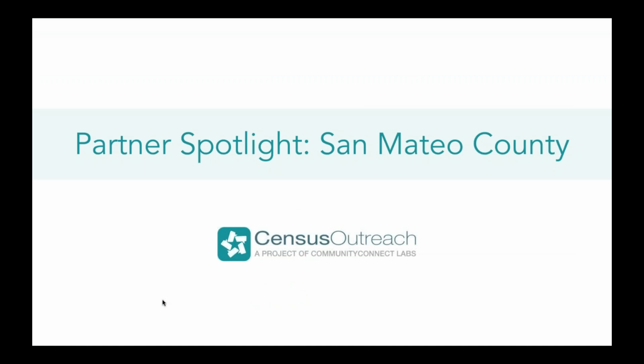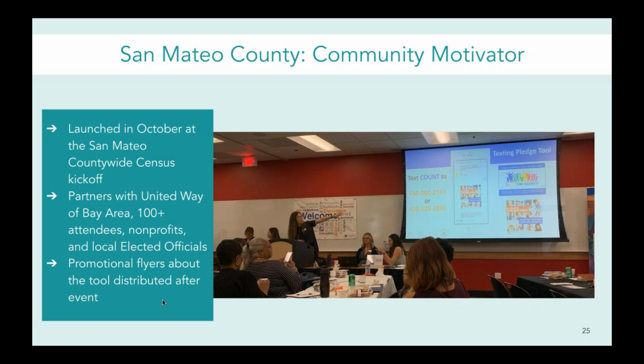So I'm going to jump to a spotlight on one of the counties that we work with, which is San Mateo County. They just recently launched the Community Motivator tool at the countywide census kickoff. There were more than 100 attendees, including nonprofits and local elected officials. As you can see, they provided the number to text and the keyword, and allowed people to take the digital pledge to be counted. They also had promotional flyers about the tool that were distributed after the event.